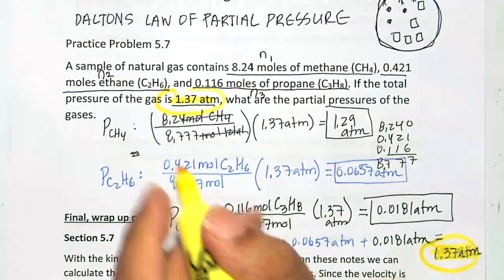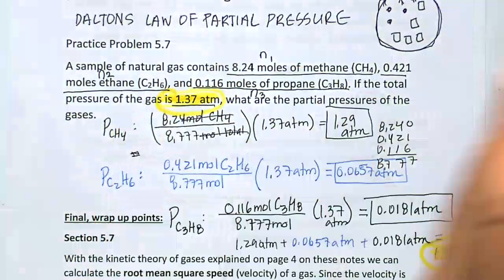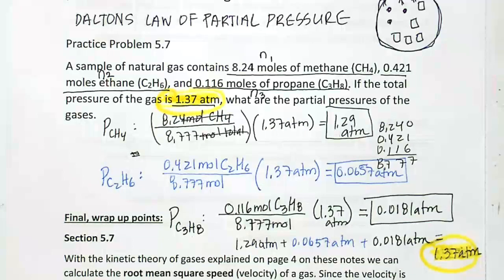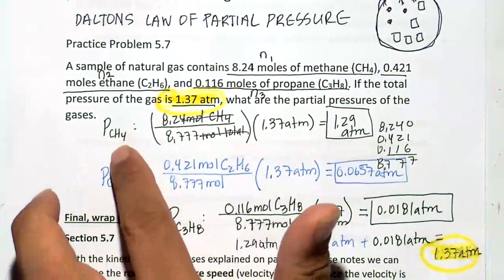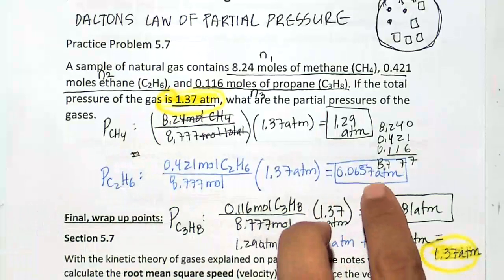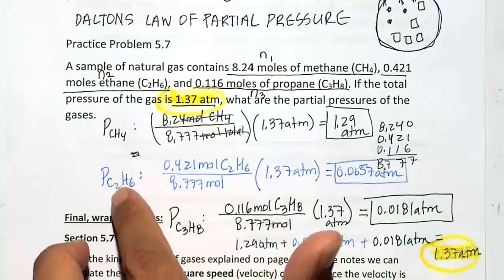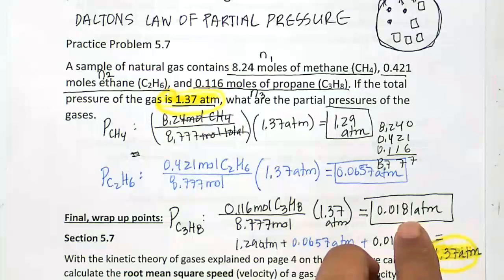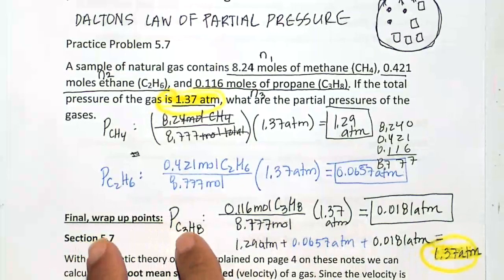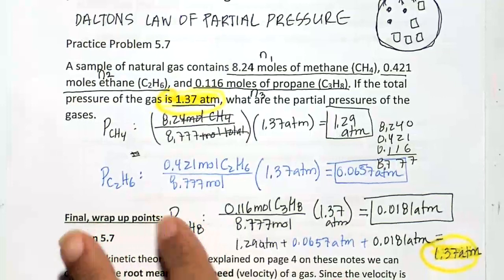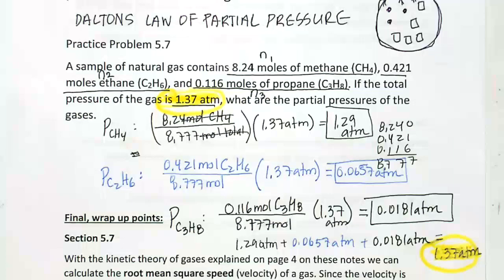The individual partial pressures sum up to the total pressure inside the container. So there you go. Out of 1.37 atmospheres, 1.29 atmospheres are exerted by CH4, methane, 0.0657 atmospheres are exerted by C2H6, and finally 0.0181 atmospheres are exerted by C3H8, which is propane. So that is how you do a Dalton's Law of partial pressure problem.